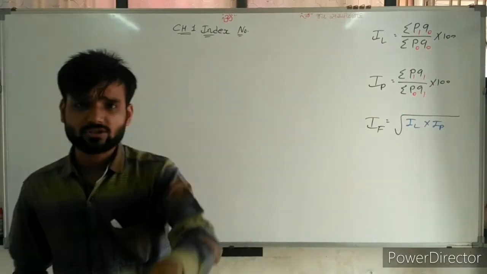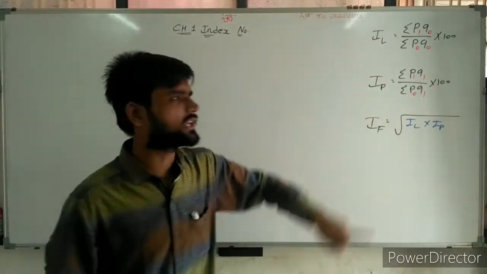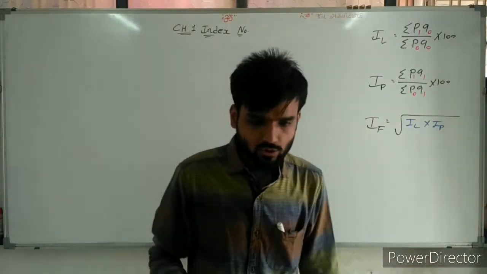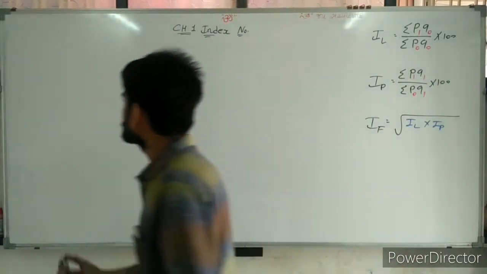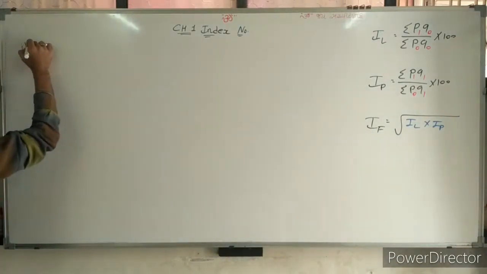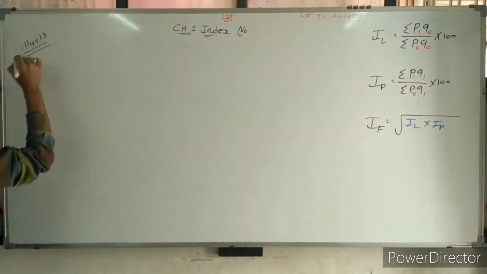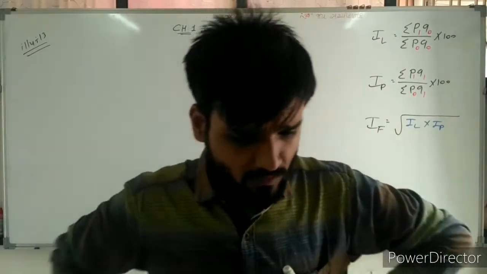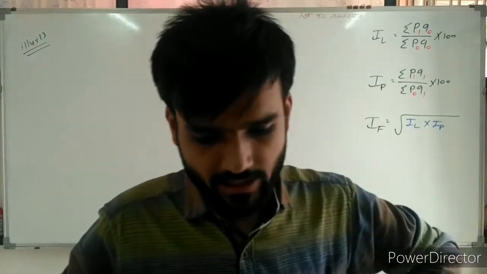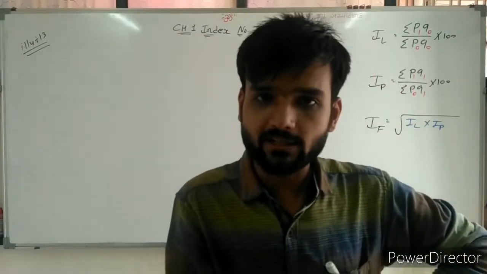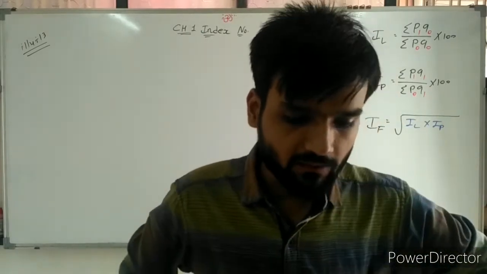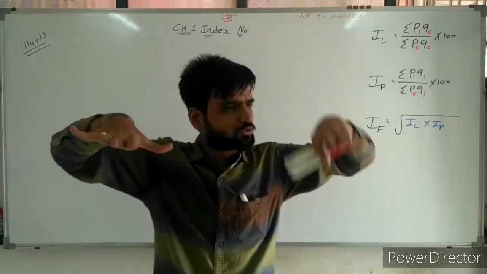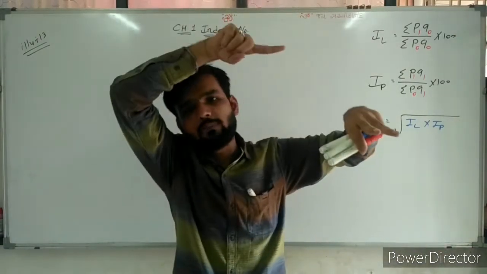But from today's lecture we are not calculating this thing, because this calculation you know. So going ahead, illustration number 13. What is given in illustration number 13? Reading: compute Laspeyres, Paasche and Fisher's index number for the year 2016 from the data given below by taking 2015 as a base year. So 2016 and 2015, 16 latest, 15 past.